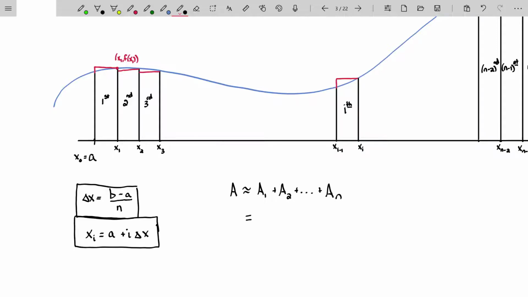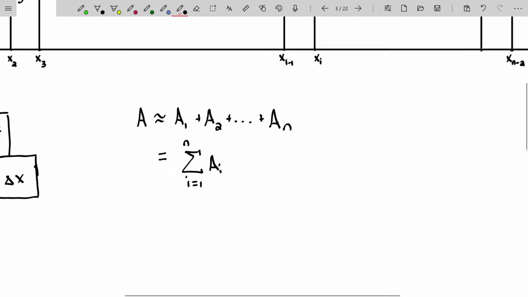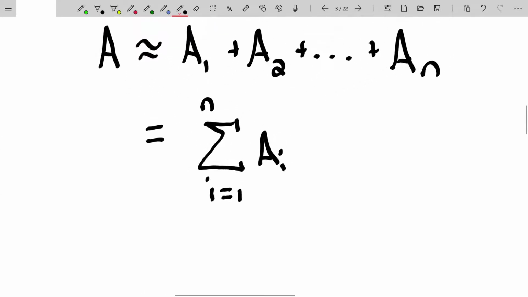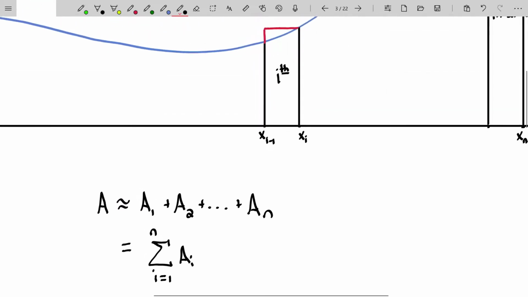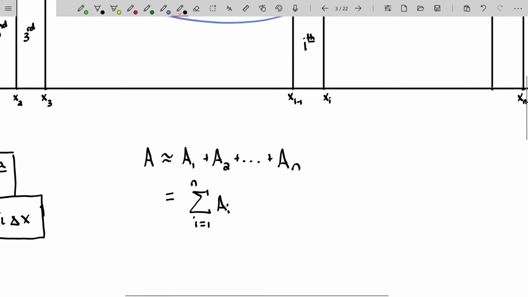And that is going to equal a sum of areas. I'll just say the sum from i equals 1 to n of a sub i. But the area of each rectangle is its height times its width. And because I wrote the index i there, my sample is going to be the ith rectangle. That's why the ith rectangle is so important.